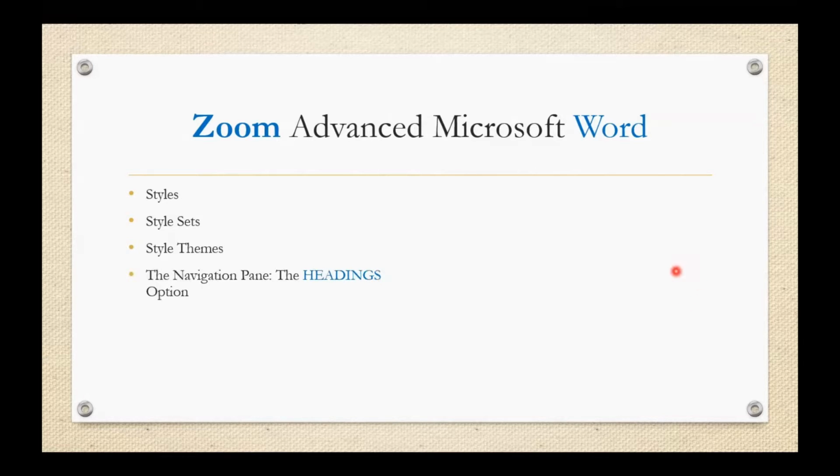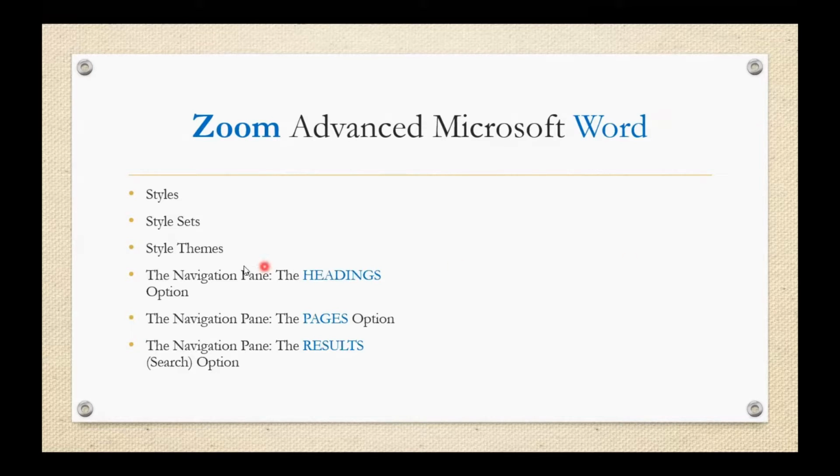Also, we're going to get to the navigation pane. We'll be talking about the headings option, the pages option, the results option, and you'll start to get an appreciation for just how powerful this tool is as we go through that. We'll demonstrate how to build an automatic table of contents. Never again will you have to go chapter 1, all the way across the page, and then you put the number 2.